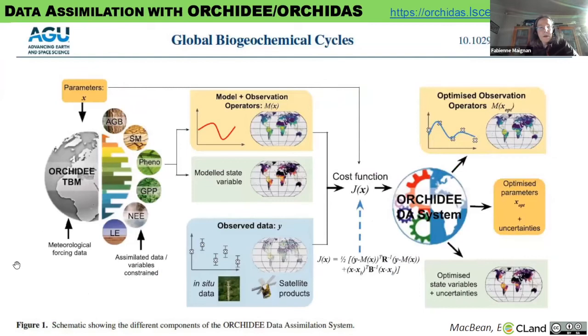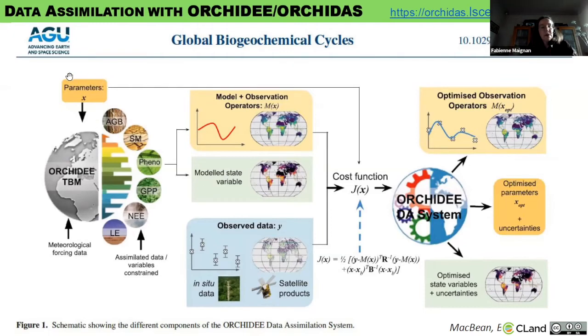Okay, so now let's go to the data analysis parts. We are using data assimilation techniques to optimize the parameters of the Orchidea land surface model based on in situ or satellite data. So on the left here, you see the Orchidea land surface model. You see the output that can be optimized. So we can focus on the GPP here.